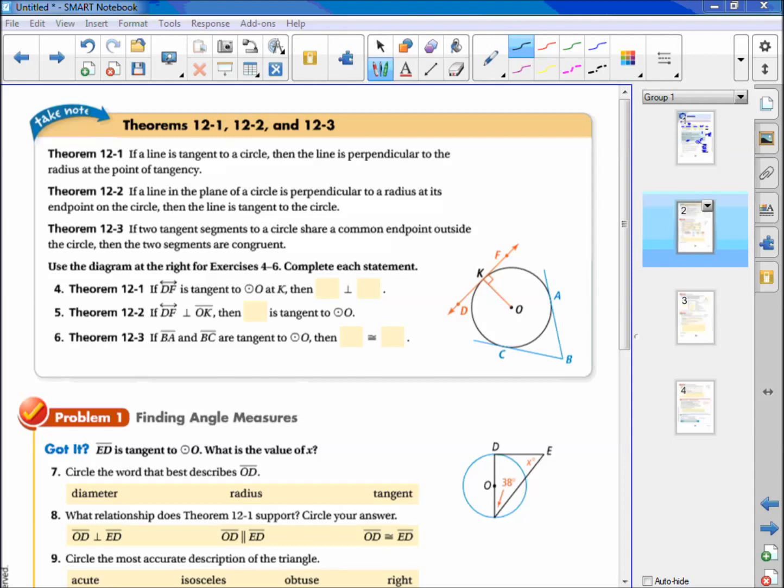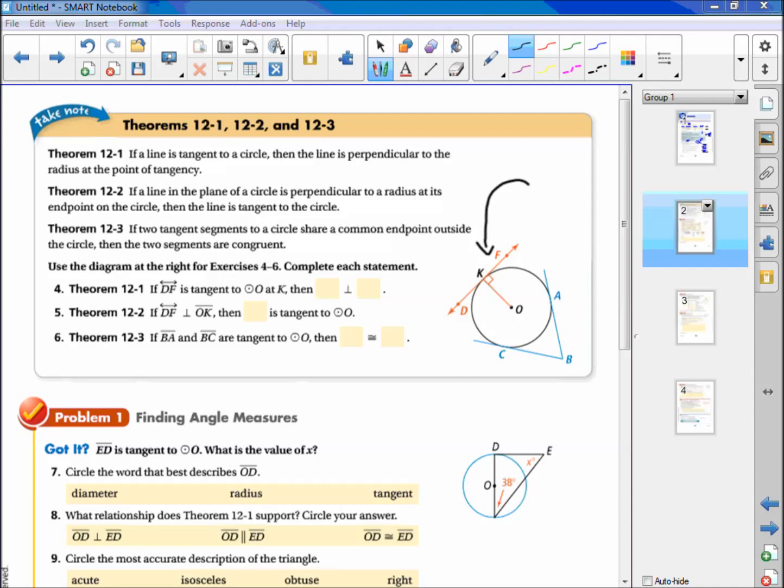Our first theorem is 12-1. If a line is tangent to a circle, then the line is perpendicular to the radius at the point of tangency. So this is demonstrated by this red part here. So we have DF is tangent to the circle, and its point of tangency is K. And if we draw a radius from the center O of the circle to K, then that radius and the line DF will be perpendicular to each other.